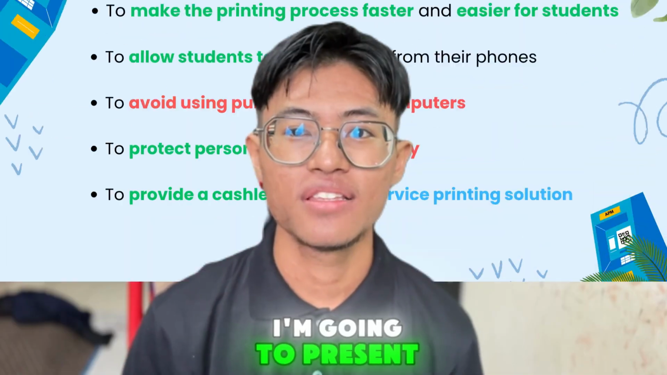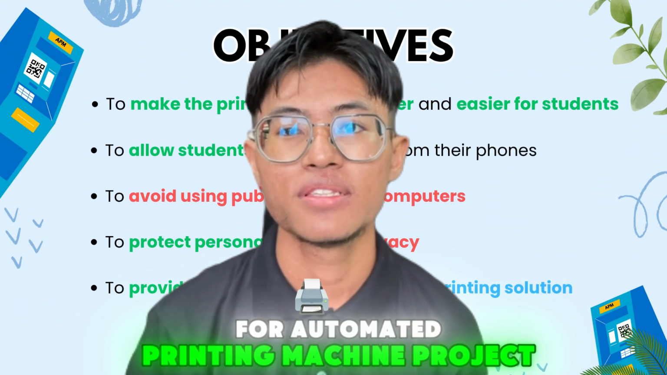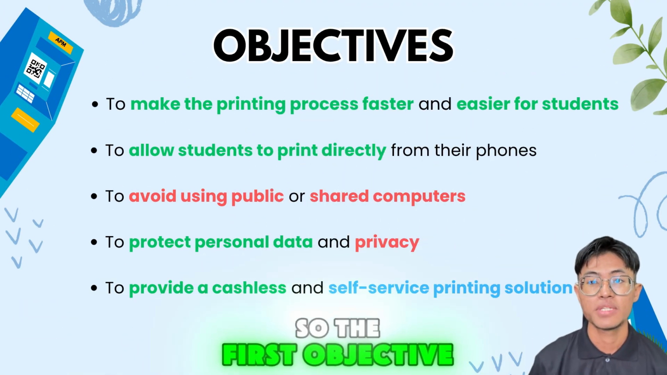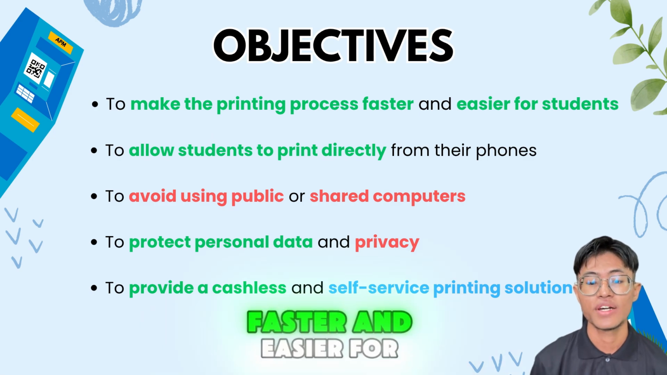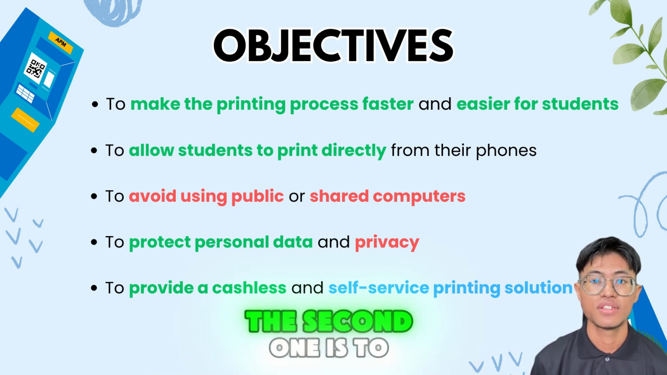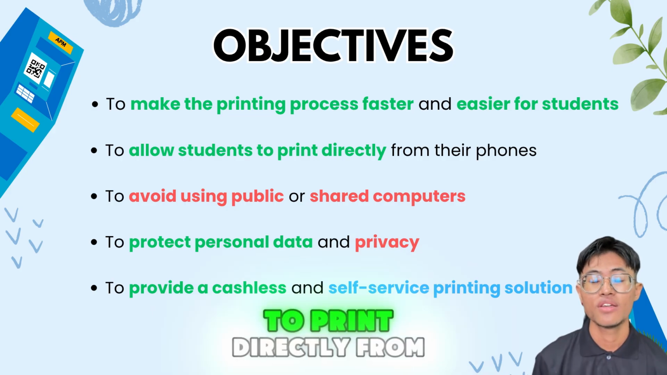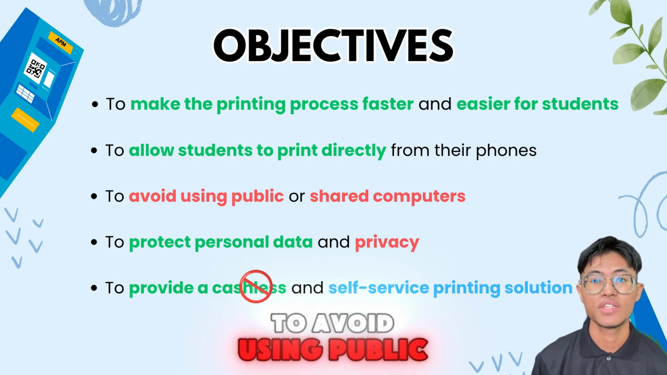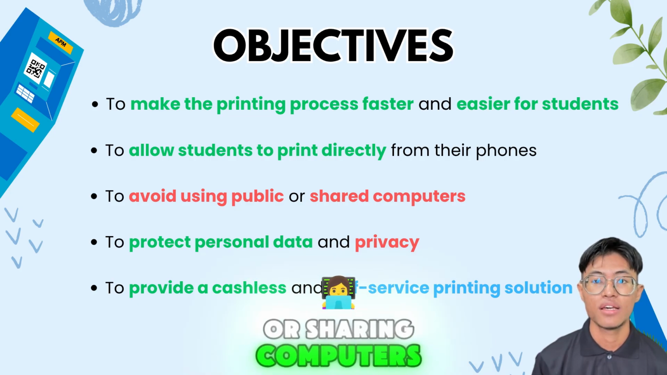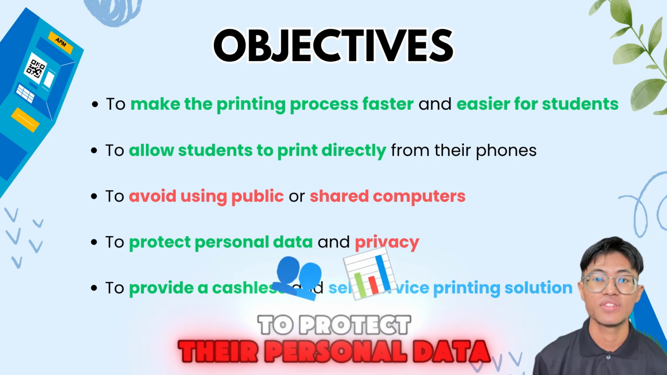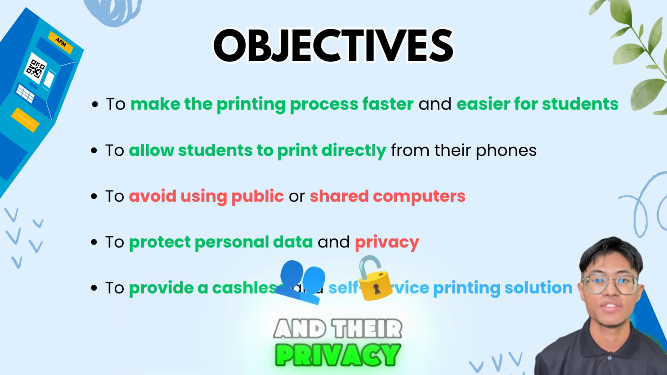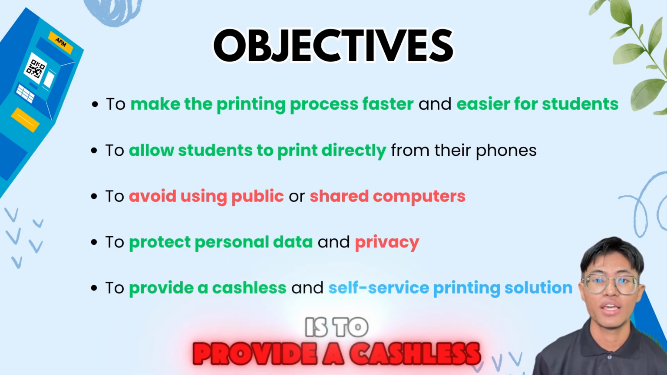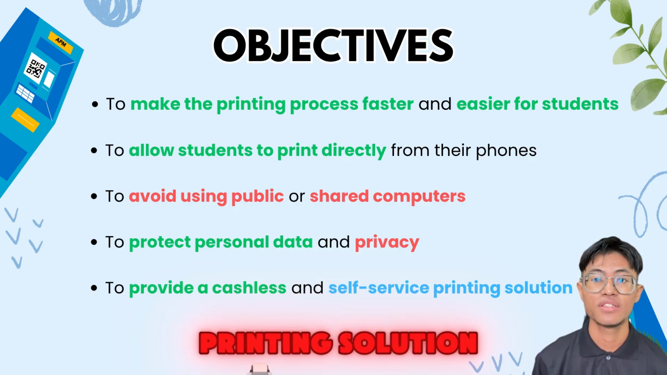I'm going to present the objectives for the automated printing machine project. So the first objective is to make printing faster and easier for students. The second one is to allow students to print directly from their phones. The third one is to avoid using public or shared computers. The fourth one is to protect their personal data and privacy. And the last one is to provide a cashless and self-service printing solution.